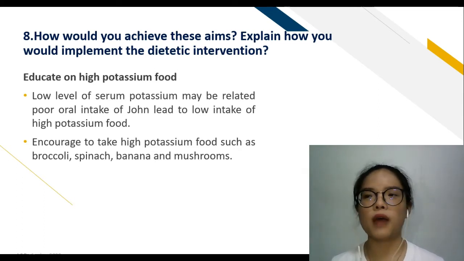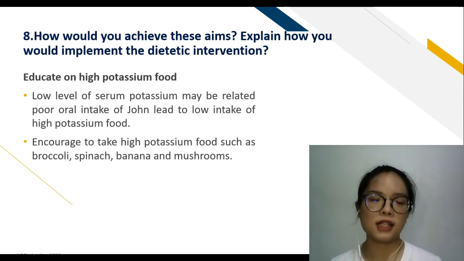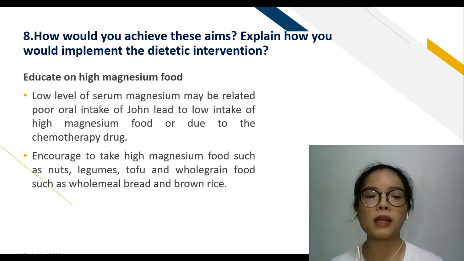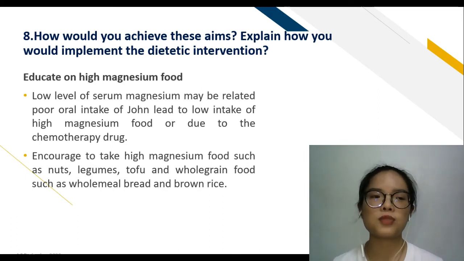And John also has low serum potassium and magnesium, so we also educate John on high potassium and high magnesium foods. High potassium foods, for example, are broccoli, spinach, banana, and mushroom, and high magnesium foods are nuts, legumes, tofu, and whole grain foods.